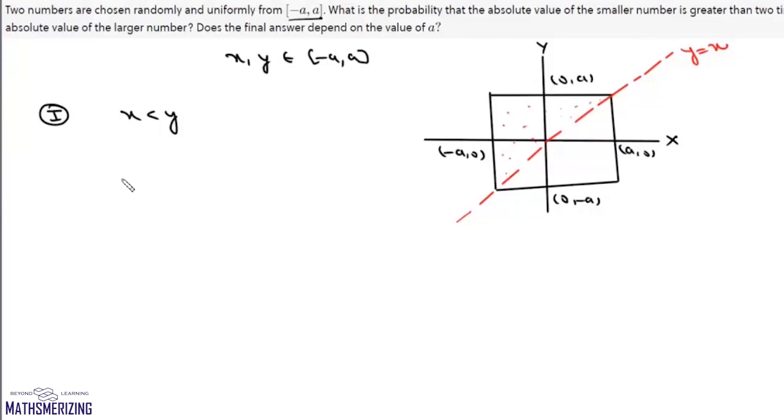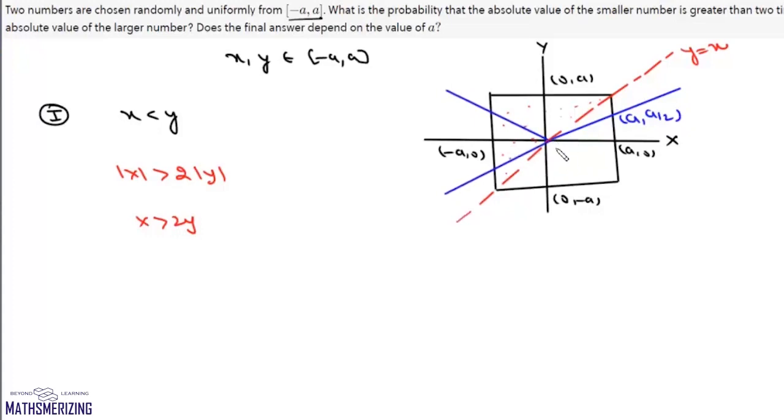Now we have this condition that the absolute value of the smaller number, that is mod of x, should be greater than 2 times mod of y. Now in the first quadrant, we'll have this condition that x is greater than 2y. So we'll draw this line, y equals x by 2. So this point will be a comma a by 2, and then we'll take the transformation of mod x, and then we'll take the transformation of mod y. So here our favorable region is this triangle.